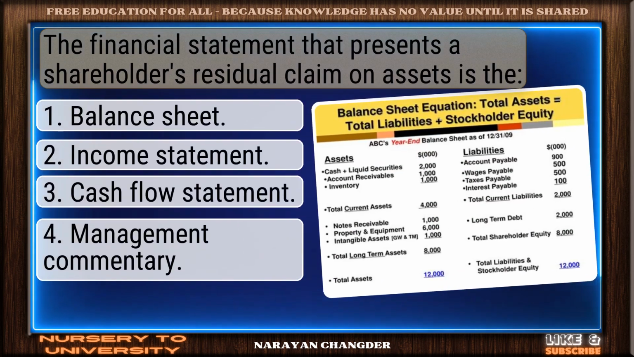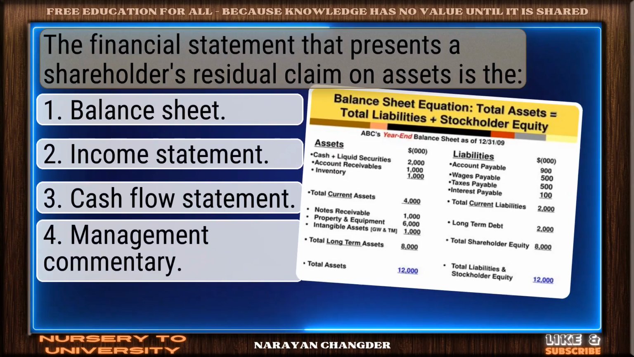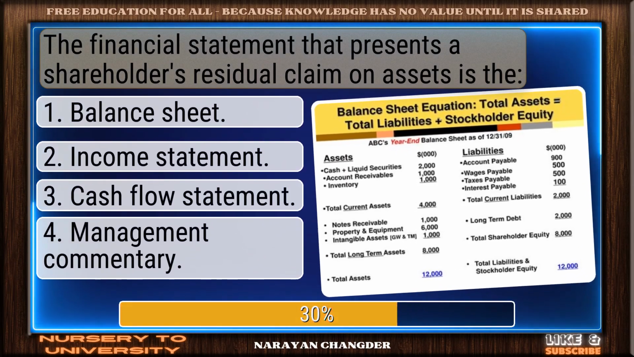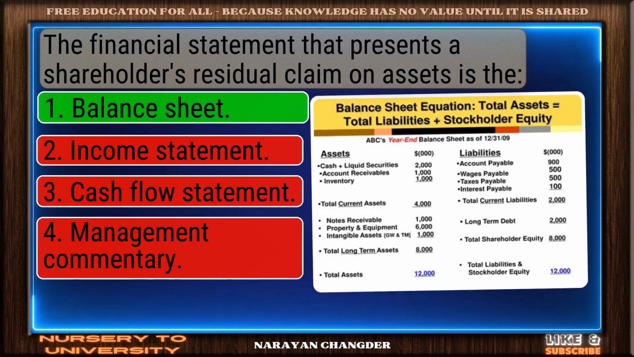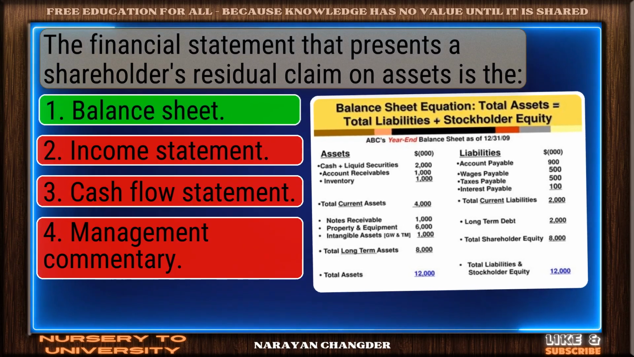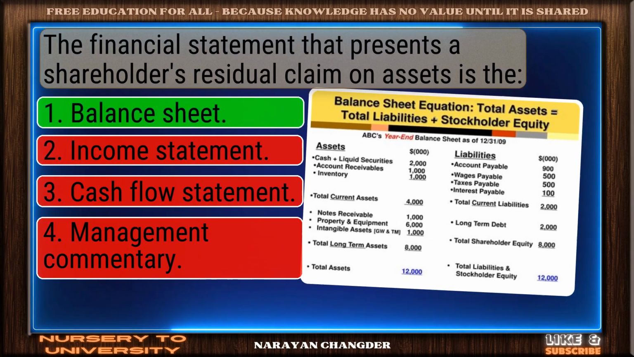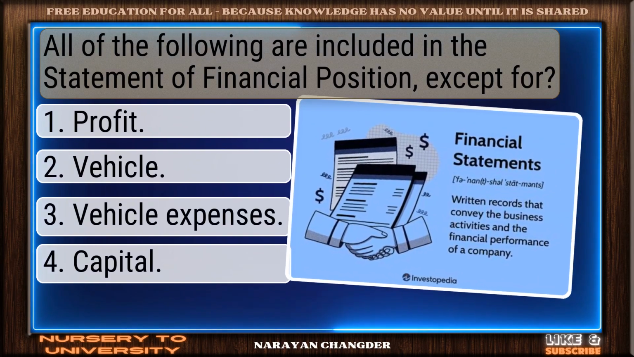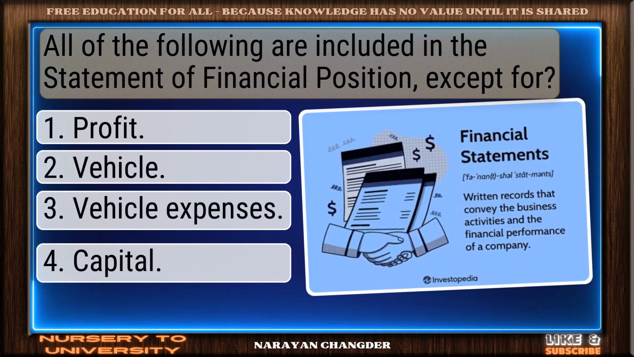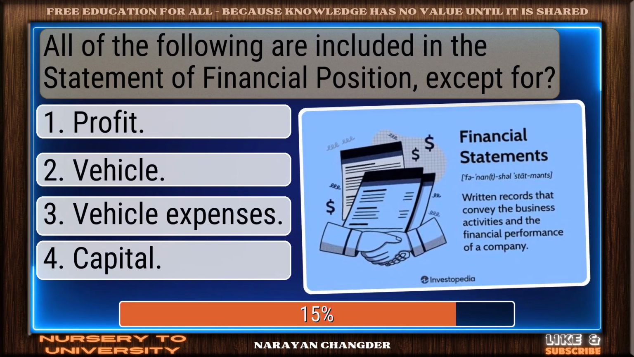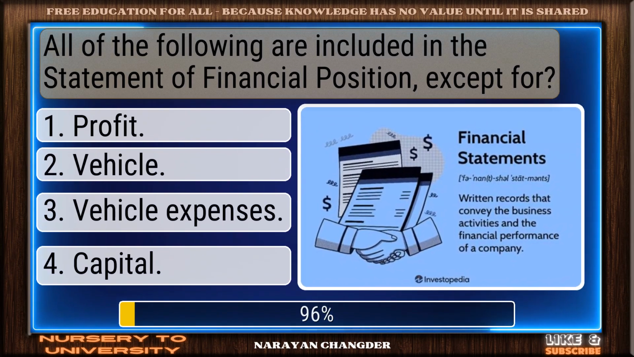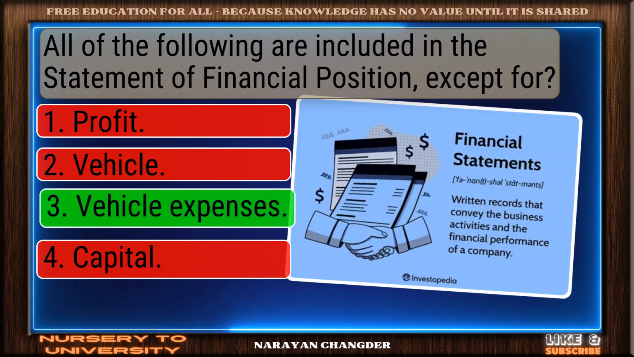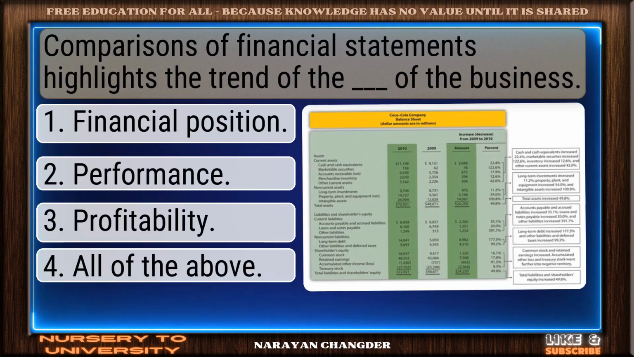The financial statement that presents a shareholder's residual claim on assets is the. Nicely done. Balance sheet is a solid answer. All of the following are included in the statement of financial position, except for. Right choice. Vehicle expenses is the best answer.